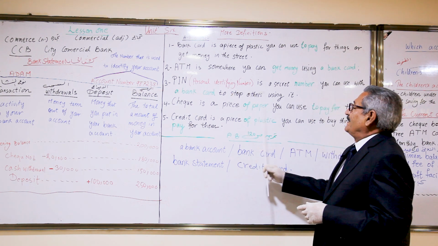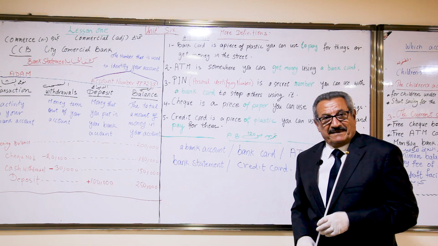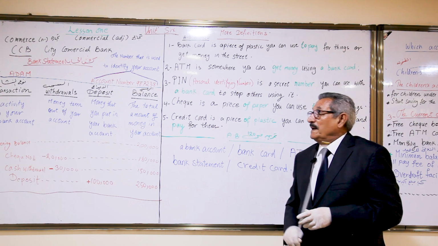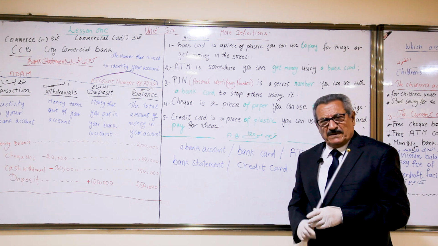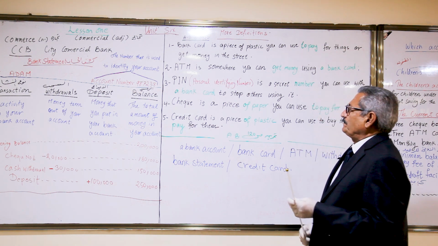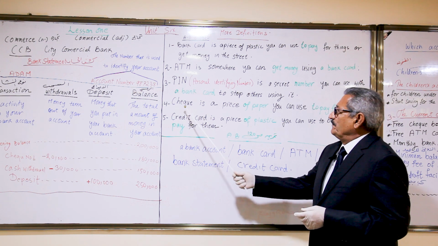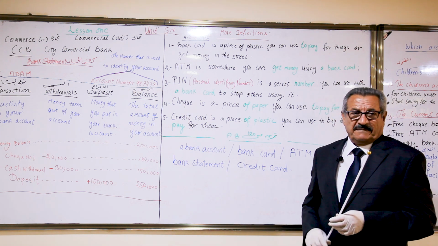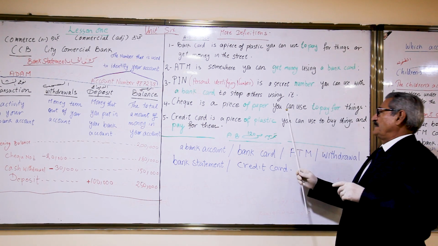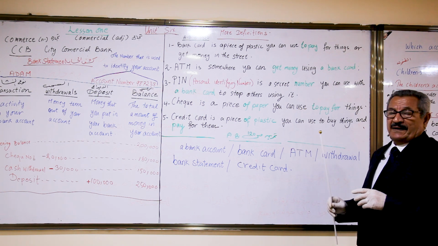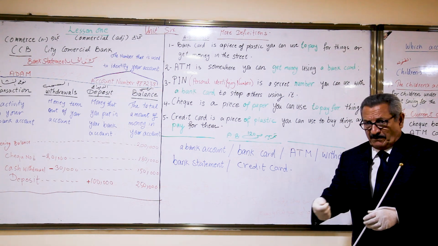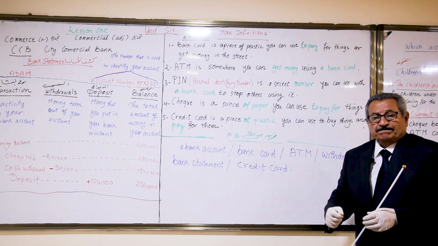To stop others using it, because they can't use a bank card without the secret number, which is usually four numbers, four figures. A check, or الصك as we call it in Arabic, not plastic, is a piece of paper you can use to pay for things. When you buy something, instead of giving money, you can give him a check.